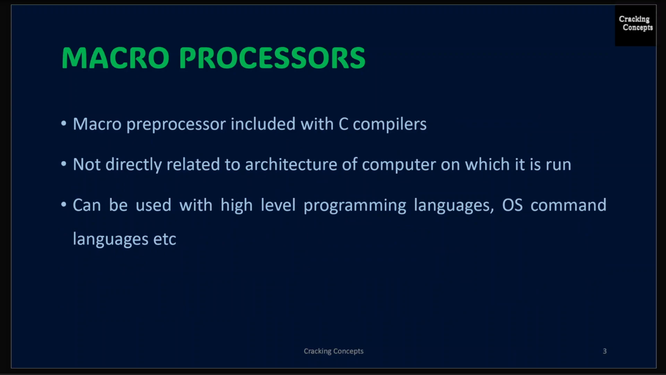The macro preprocessor included with C compilers, with calls such as #include, uses the same idea, even though the assembly language macro facilities predate the similar compiler preprocessors. A macro processor is not directly related to the architecture of the computer on which it is run. They can be used with high-level programming languages, OS command languages, etc.